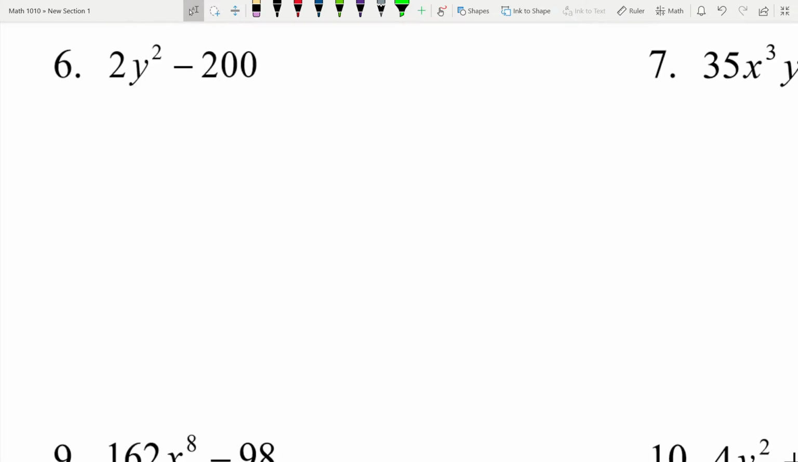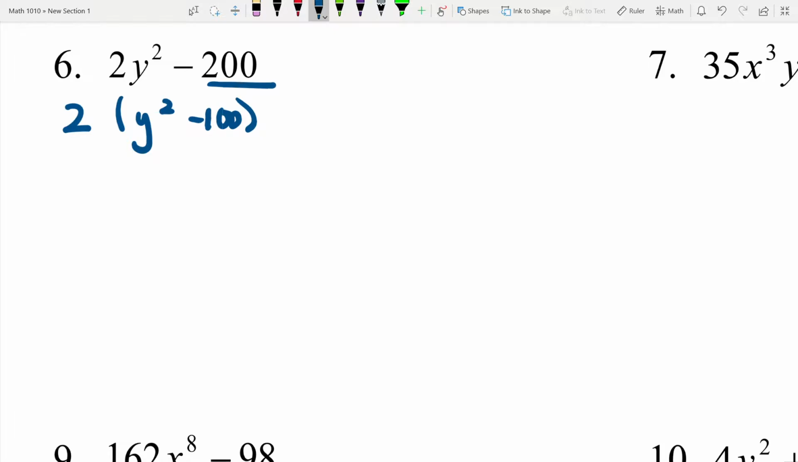Okay. Question number 6. Don't do anything yet, and let's talk about it. When you look at question number 6, what do you notice immediately when you look at it? 2 goes into both of those, right? That's what you need to do. You need to take out a 2. Can I take out any y's? Somebody talk to me about that. No, because this guy doesn't have any y's at all, right? So if I take out a 2, I'm left with y to the second minus 100, okay?